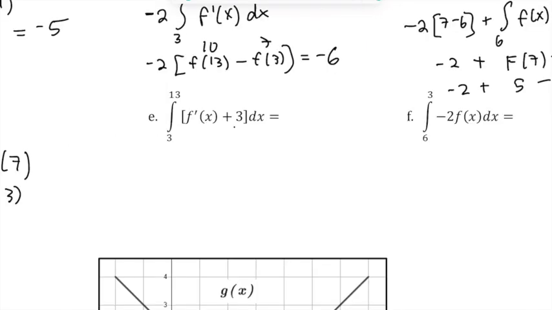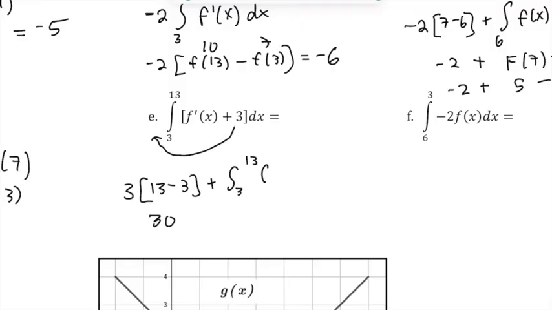Okay, so we're going to pull the constant outside. That's going to be 3. And then we're going to take the boundaries of it. So this is going to be 30 plus the integral from 3 to 13 of f prime of x dx. And so we have the integral of a single derivative. So those are going to cancel out. And we're going to be left with f of 13 minus f of 3.